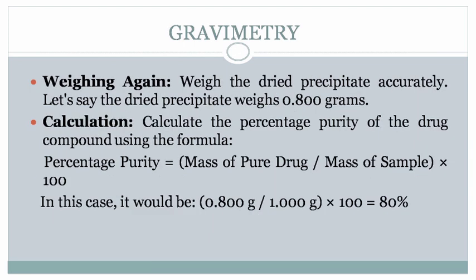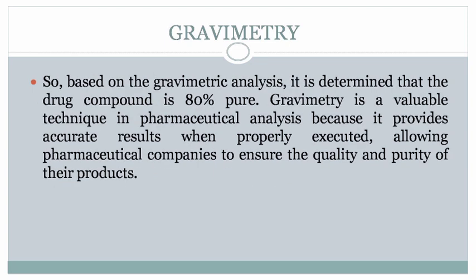Seventh, weighing again. Weigh the dried precipitate accurately. Let's say the dried precipitate weighs 0.800 grams. Eighth, calculation. Calculate the percentage purity of the drug compound using the formula: percentage purity equals mass of pure drug divided by mass of sample into 100. In this case, it would be 0.800 grams divided by 1.000 grams into 100, that gives 80%. So, based on the gravimetric analysis, it is determined that the drug compound is 80% pure.